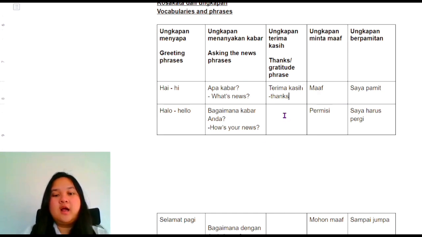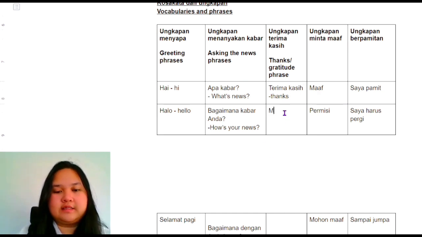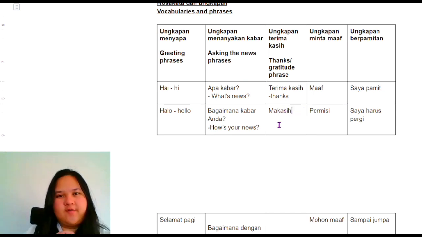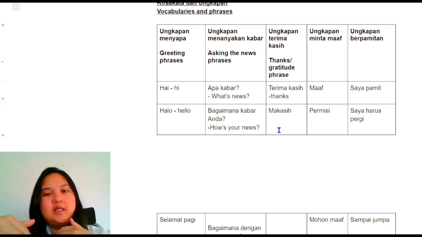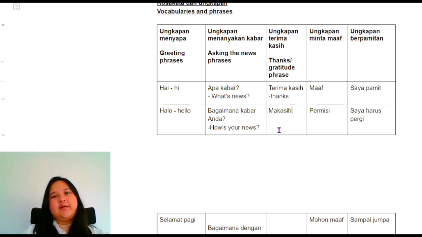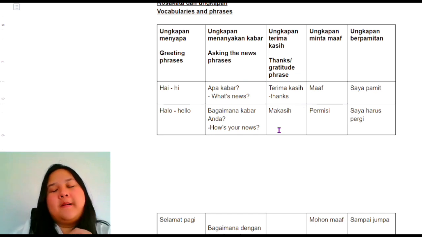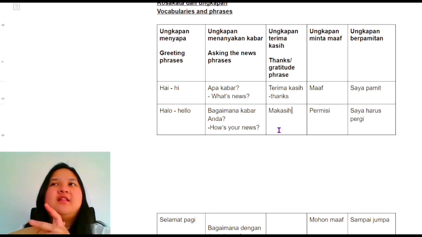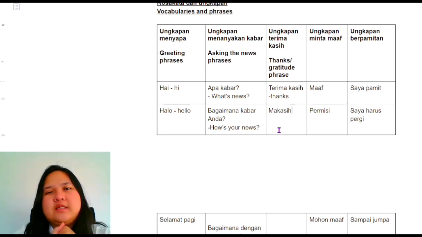But I would also share one more. It's makasih. This is informal, and this is colloquial. In daily life, instead of terima kasih, we would say makasih to people that we already know well. Like for example, friends, family, maybe someone who is younger than you, or to your colleagues, it's also fine, but not to someone who is of higher level status.